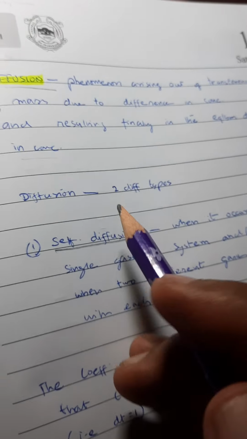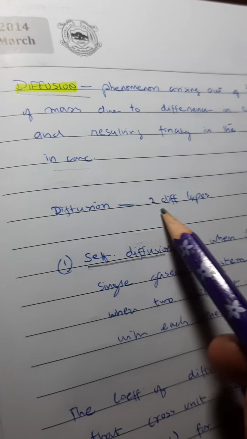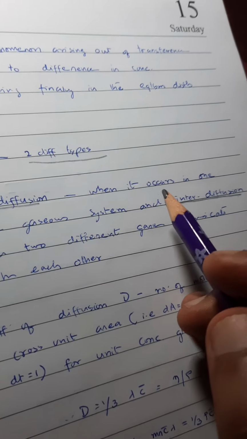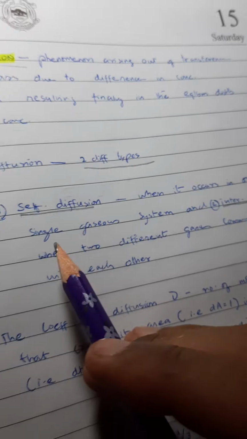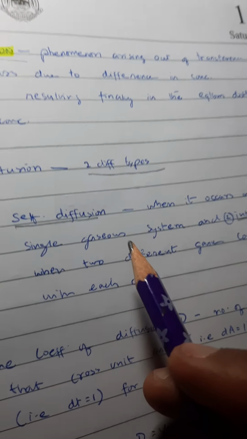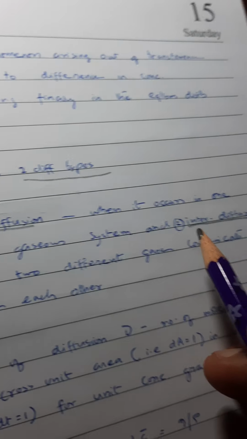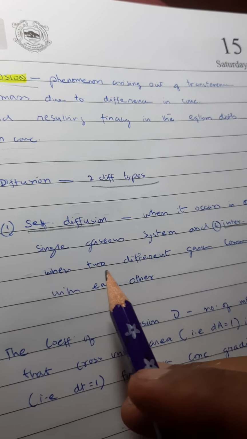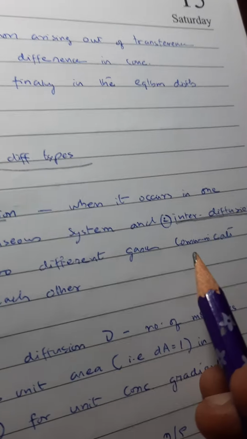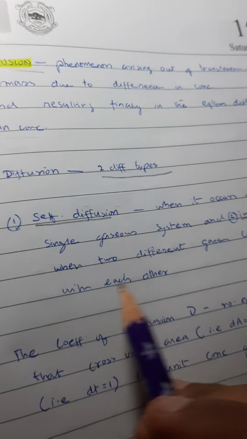Now, diffusion has two different types. The first one is called self-diffusion, which occurs in a single gaseous system, and the other is called interdiffusion, where two different gases communicate with each other.